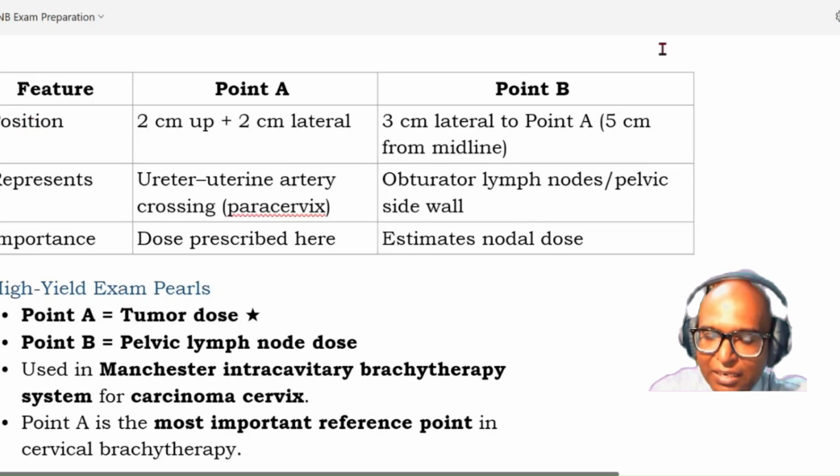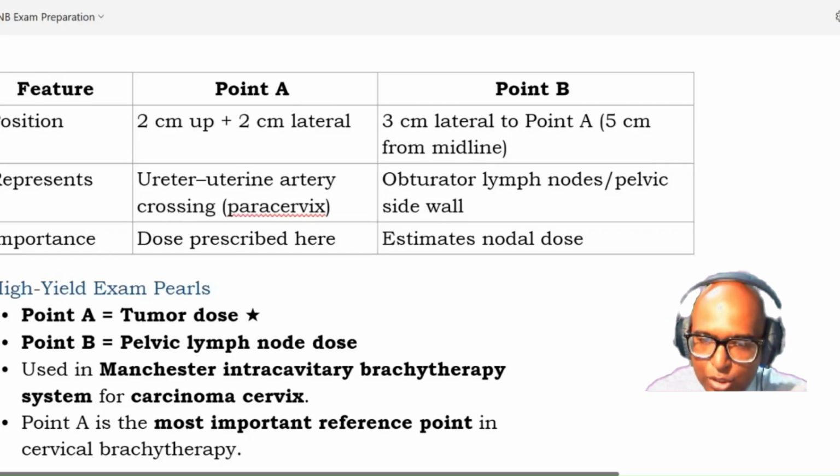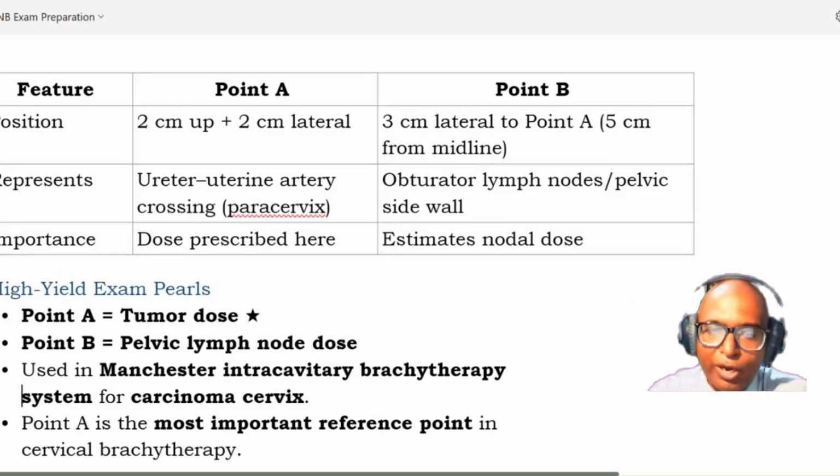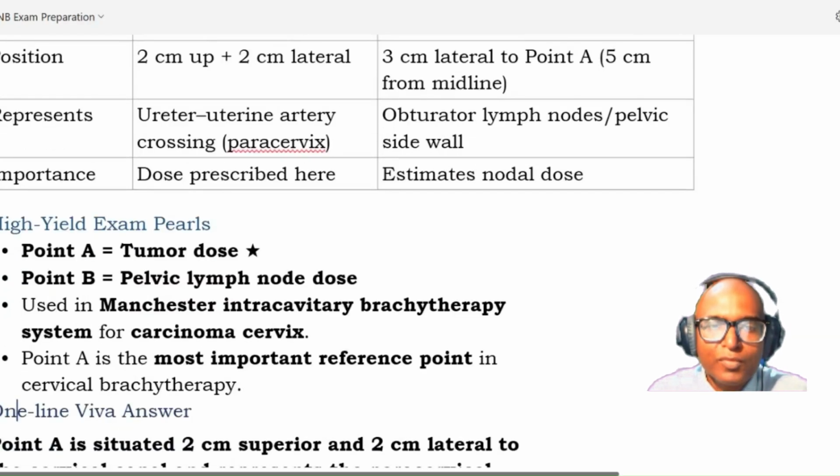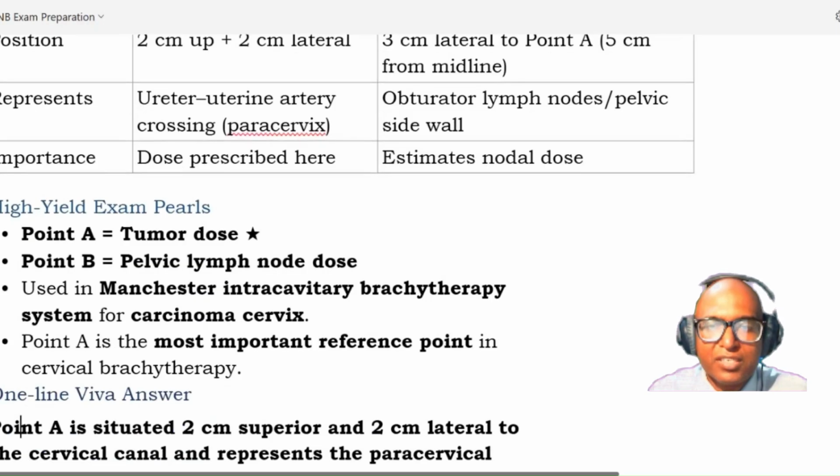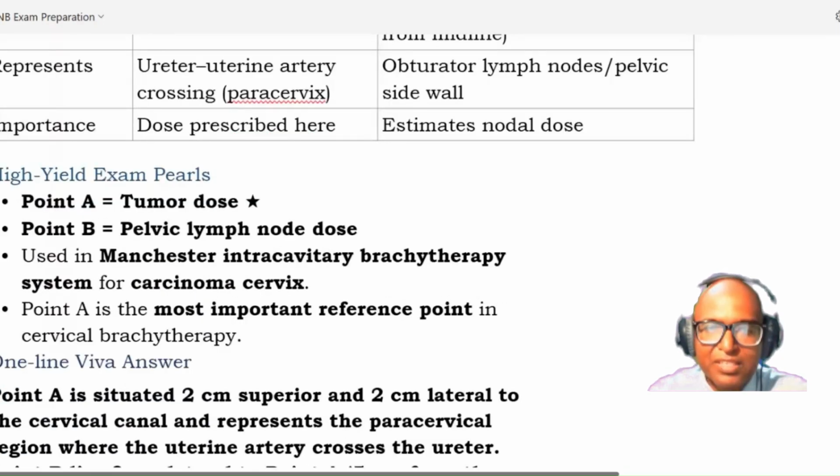If you are writing about the radiotherapy for carcinoma cervix, or a note on radiotherapy in gynecology as such. Okay, so this is what is point A and point B. Point A is used for calculation of the tumor dose. Point B is the pelvic lymph node dose. Then used in the Manchester intracavitary brachytherapy system for carcinoma of cervix. Point A is the most important reference point in cervical cancer brachytherapy.